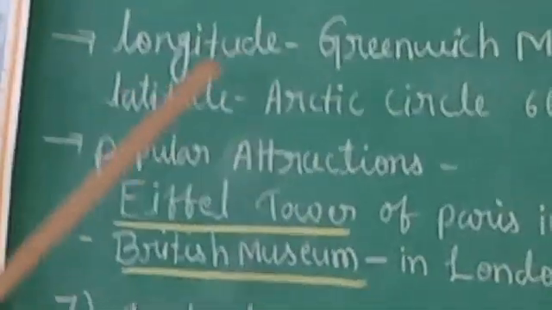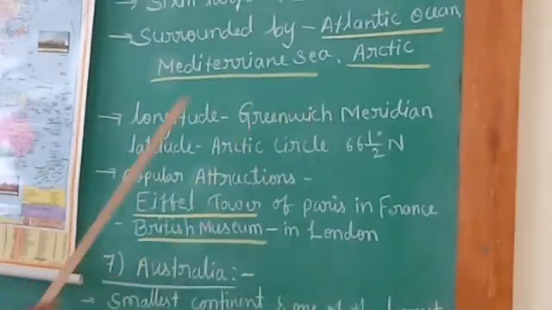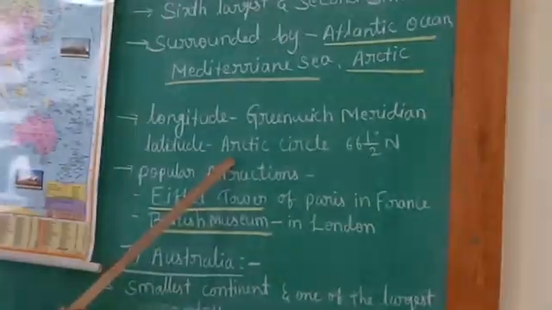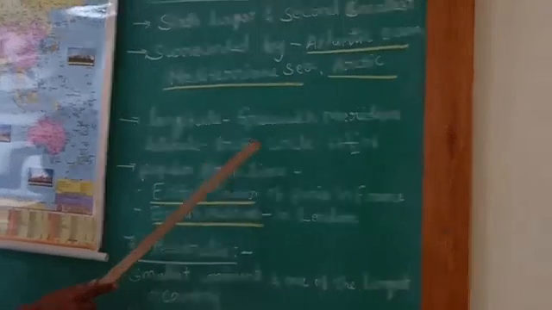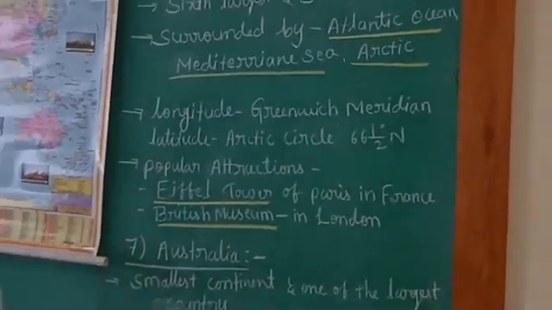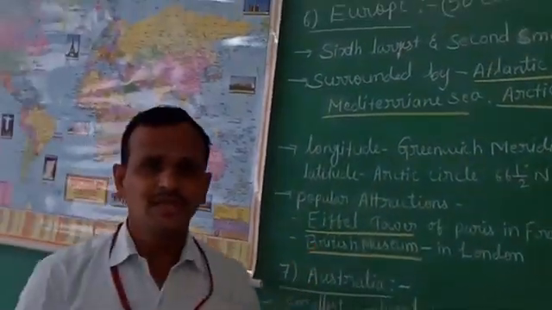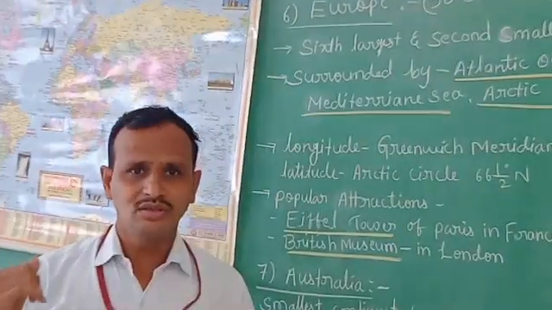And one of the longitudes, children, that is the Greenwich meridian, and one of the latitudes, the Arctic Circle, these two pass through this continent. Remember, children, which longitude passes through this continent.